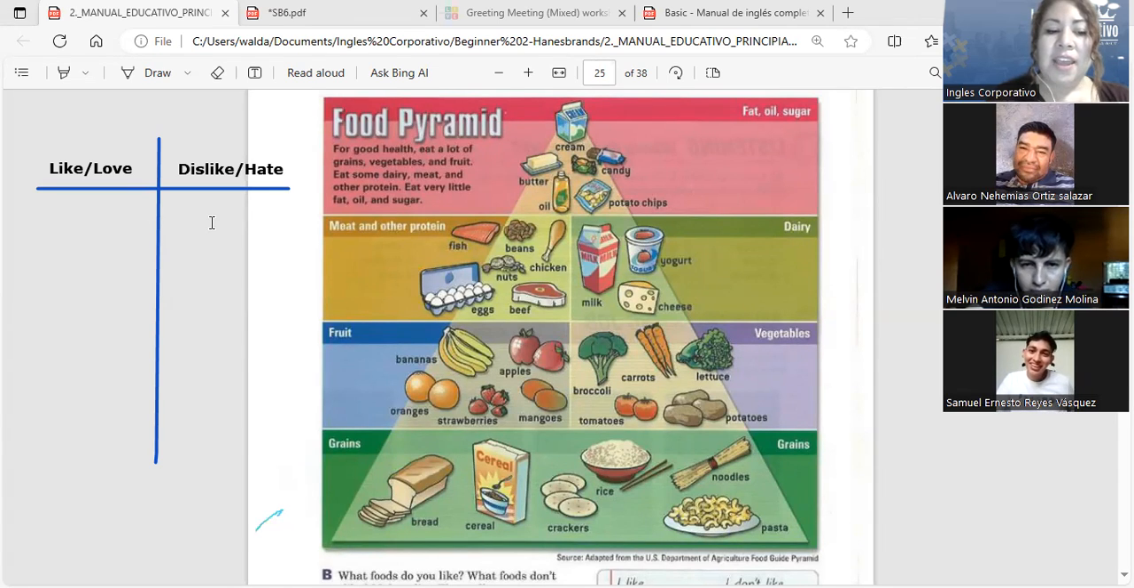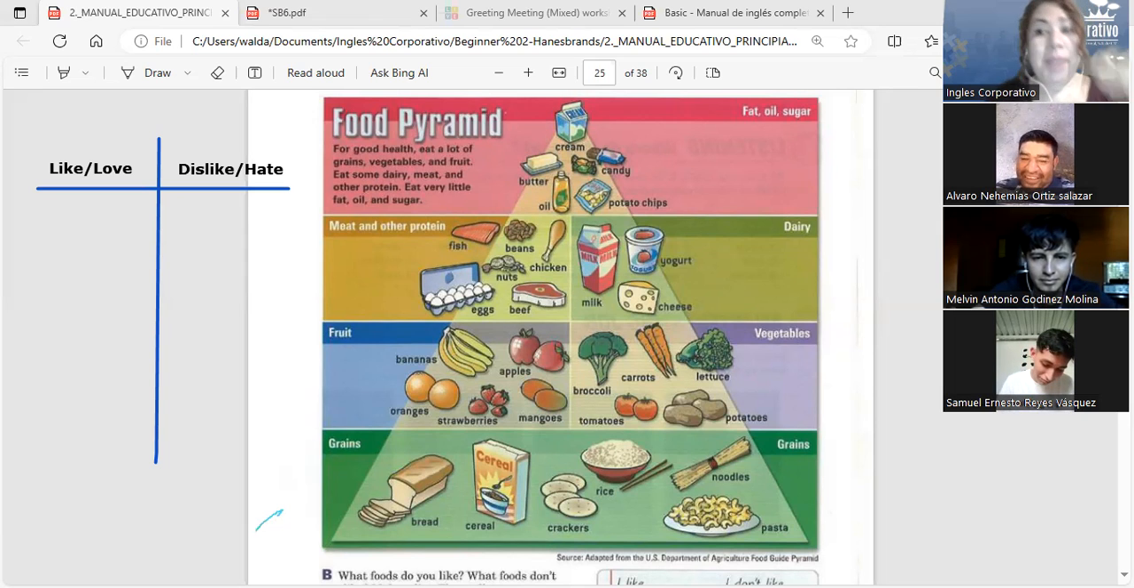Picky eater es un melindroso al comer. A little bit. Okay. I'll write in the chat, picky. A picky eater. Picky eater means melindroso al comer. Yeah, picky, melindroso. So picky is melindroso. So picky eater is melindroso al comer.